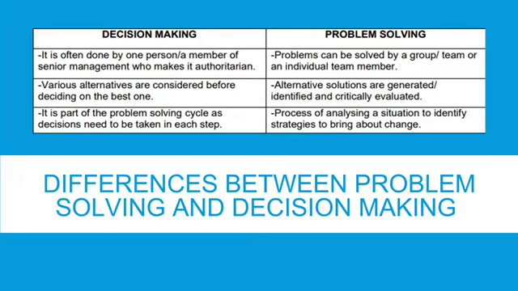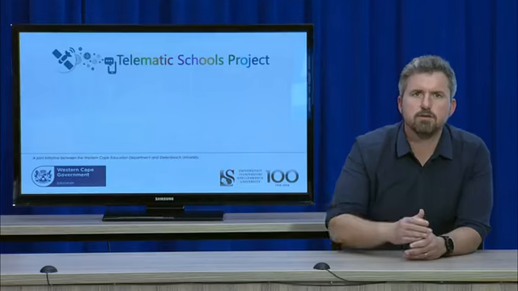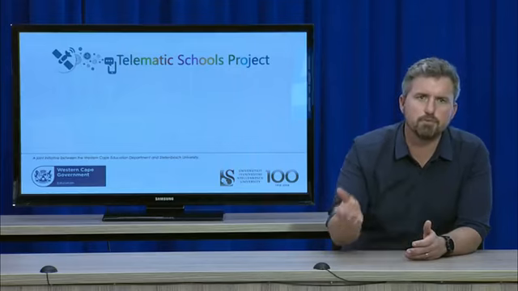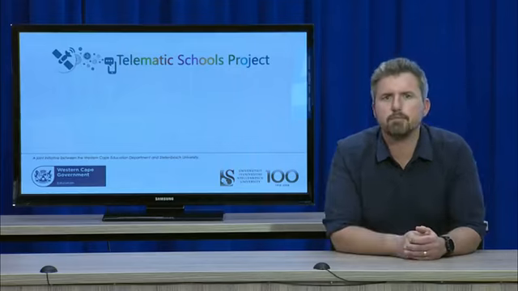All right. Last point there, decision making. It is part of the problem solving cycle, as decisions need to be taken in each step. Whereas problem solving is the process of analyzing a situation to identify strategies to bring about the change. So decision making is part of problem solving, whereas problem solving is the process itself.